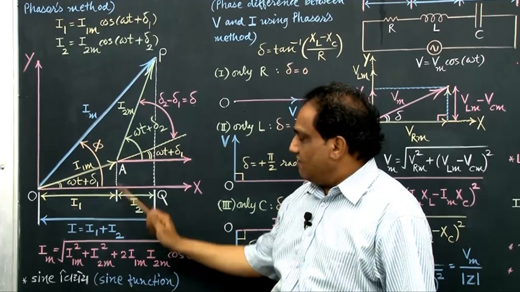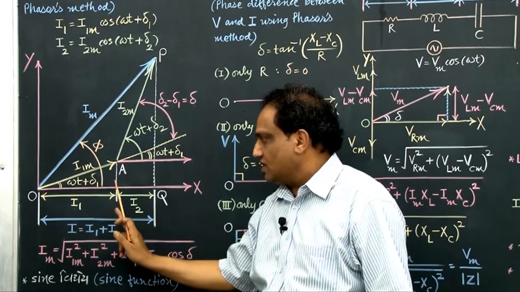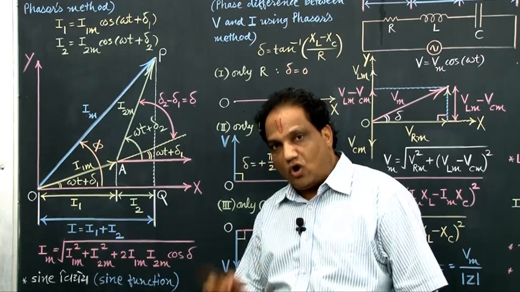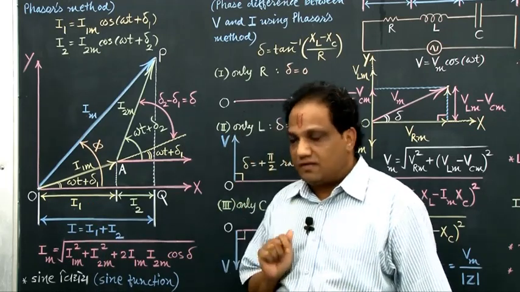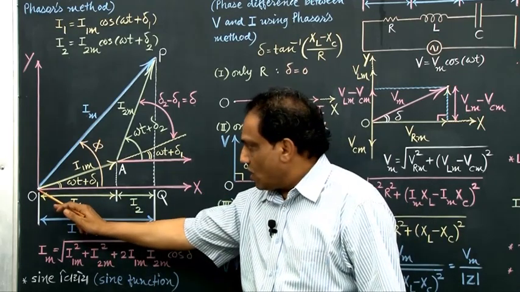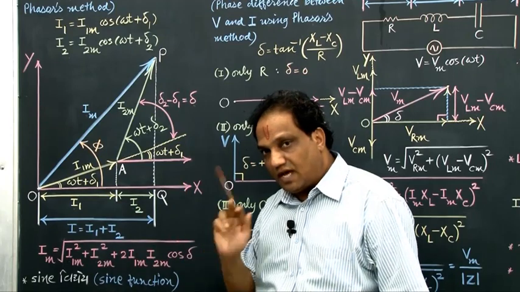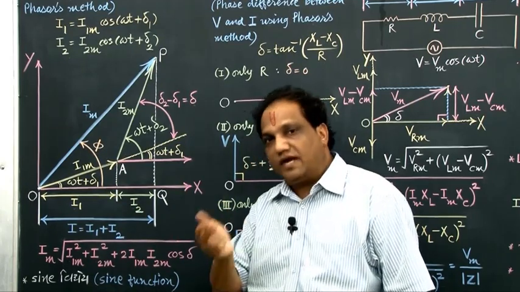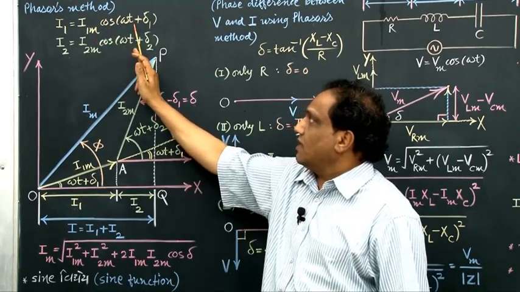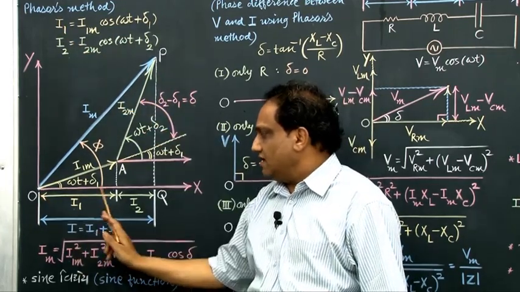Correct? And if you draw a perpendicular from the head, then you will find this component, and this component will give you the instantaneous value of that harmonic function. Why? Because mathematically, from the trigonometry point of view, the component of I1m adjacent to omega t plus delta 1, what is it? I1m into cos of omega t plus delta 1, which is nothing but I1. That's why I have written I1 here.